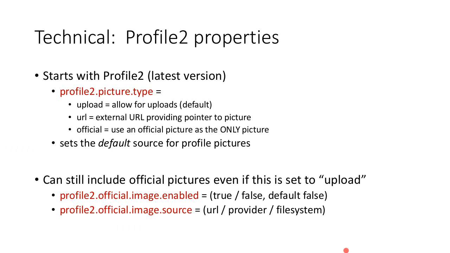Now, to start with my favorite, the technical, we'll get to Profile 2 properties. Obviously, it starts with Profile 2. And there is a setting for Profile 2, profile2.picture.type. In that property, you would specify upload, which allows uploads and is the default; URL, where you basically set a URL rubric to go outside to another provider; or official, where the official picture is the only picture. Now, this property sets the default source for pictures. You can still include official pictures even if this is set to upload.